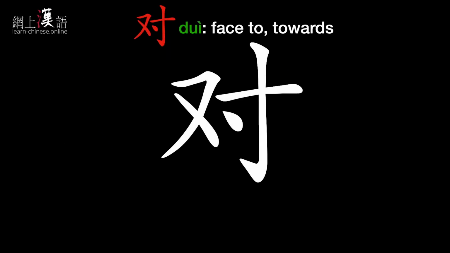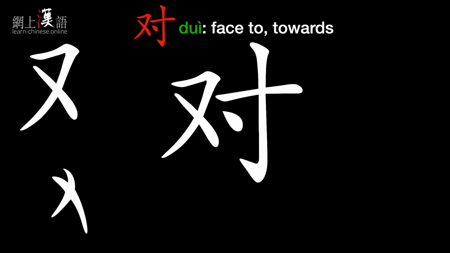The Chinese character 对, face to, towards, that we see in the word 对不起, sorry. 对 can be broken down into 2 components. On the left-hand side is the right hand, which is there on the left. We can see below the rather old character, which is very similar. It's just a bit stylized.